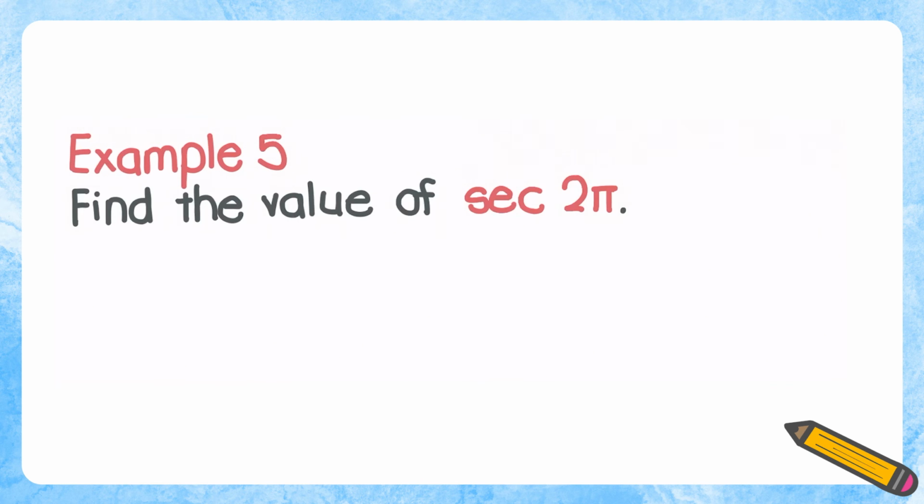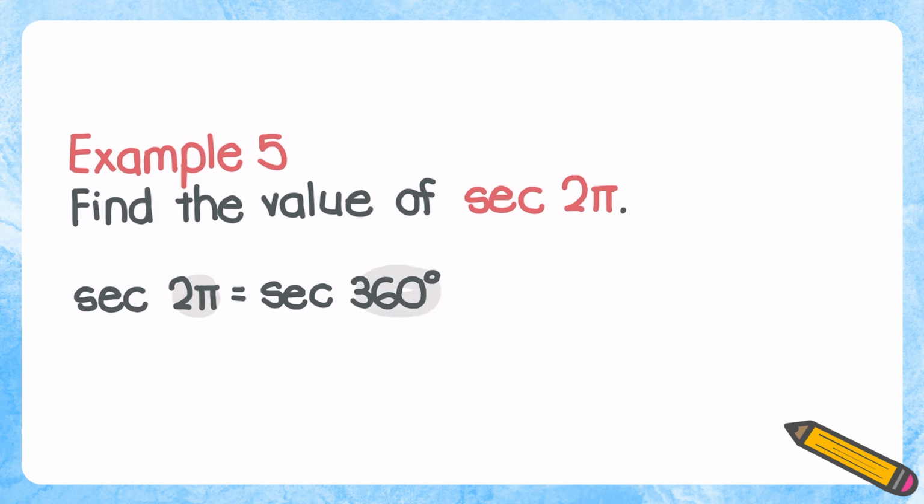Go ahead and try this example on your own, and then press play when you're ready. So we're going to find the value of secant of 2 pi. That's the same thing as finding the secant value of 360 degrees. Remember to convert from radians into degrees.